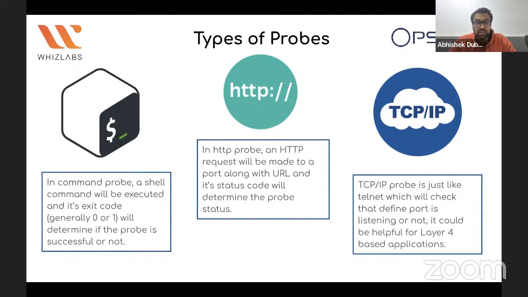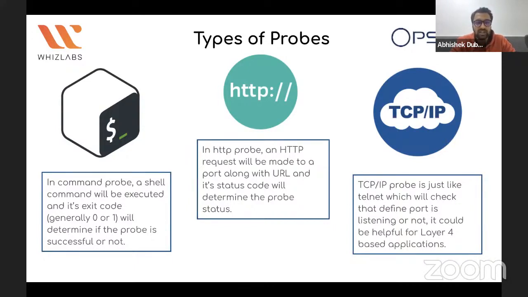The HTTP probe is a kind of probe which we define for an HTTP layer 7 based application, where we define a port number along with the URL. For example, I want to make a request on port 80 on the /health URL. If I'm getting a 200 status code, that is a healthy status code and you can pass the probe. But if I'm not getting a 200 status code, let's suppose I'm getting 502 or 404, that kind of status code means my application is not responding and needs to be restarted, or it's not ready to serve the traffic.